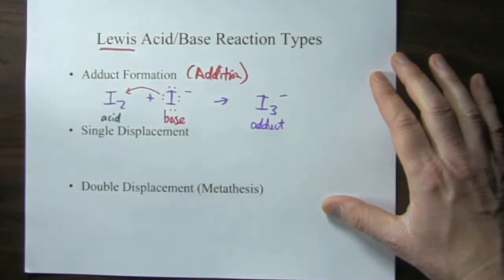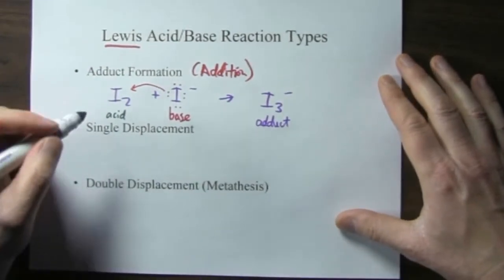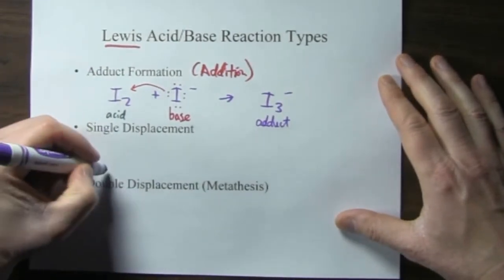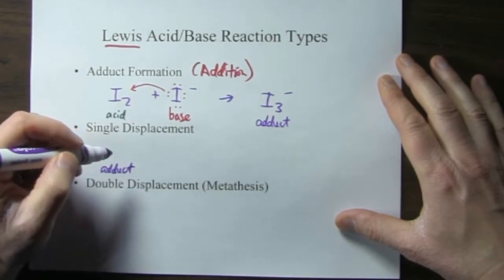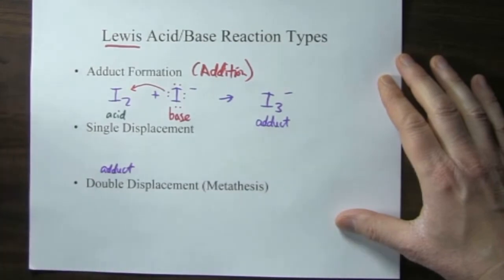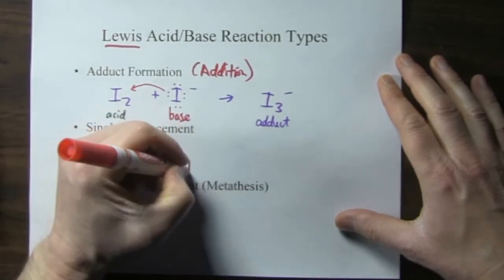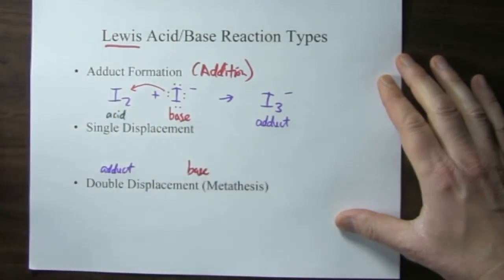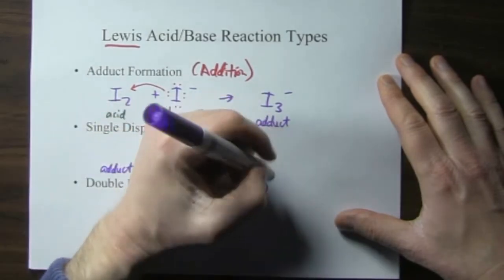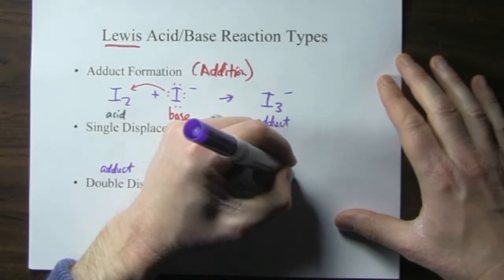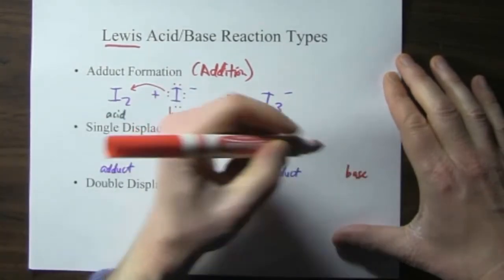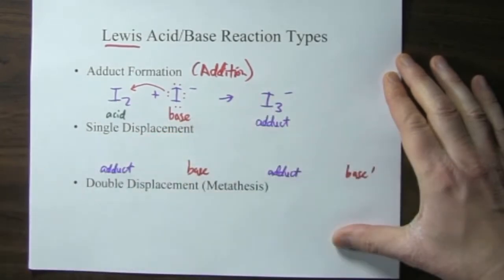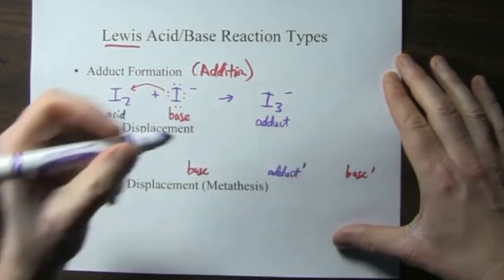Okay, single displacement is when you already have an adduct and you react it with either an acid or a base to displace part of the adduct to make a new adduct product. So in this case we're going to look at the base side. You're going to start with a base and react with the adduct.